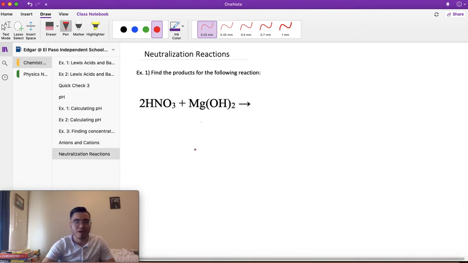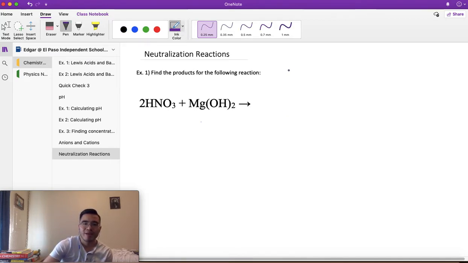Now let's work on our example. It says, find the products for the following reaction. This is nitric acid reacting with magnesium hydroxide. Strong acid, strong base. If you recall from our lesson, now let's go purple.